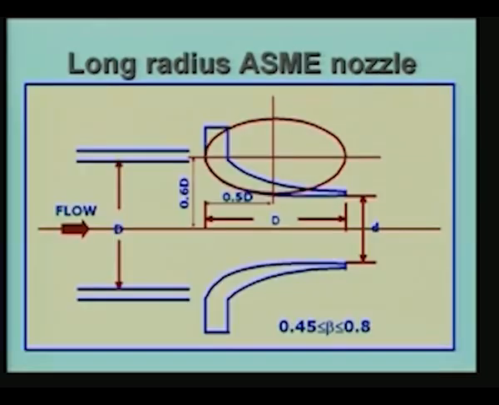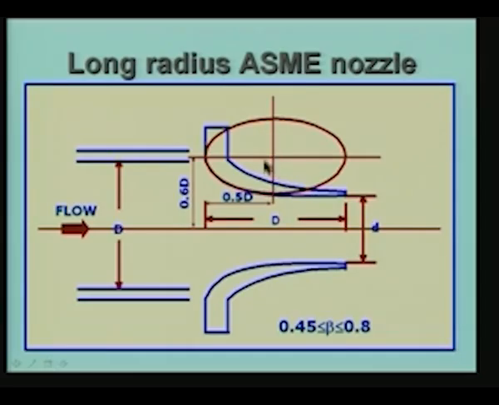Again I have shown the proportions of a long radius ASME nozzle. Essentially the nozzle consists of, this is the nozzle, what is shown here is the nozzle, the exit diameter is d, inlet diameter is D here, and the nozzle itself is contoured in the form of a part of an ellipse. From here to here it is a part of an ellipse with a major axis equal to D, this is the diameter D, this length is D, and the semi major axis will be 0.6 D minus 0.5 D multiplied by 2, because that will give you this plus this.